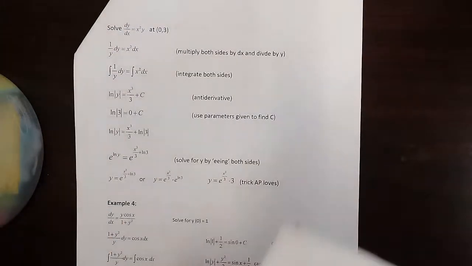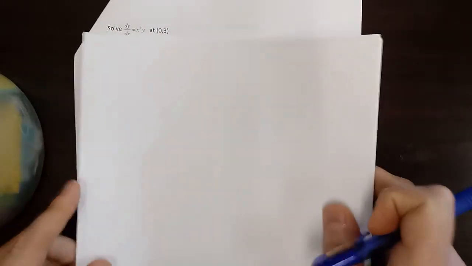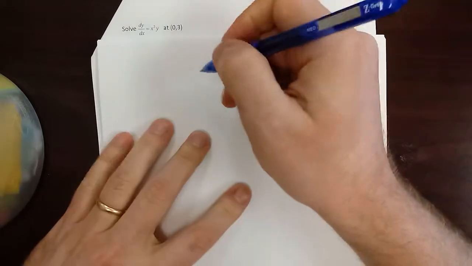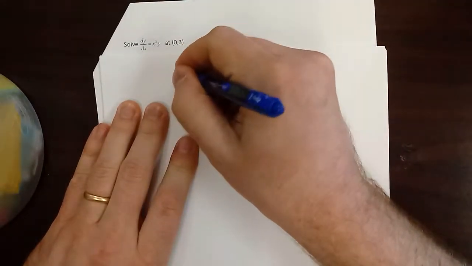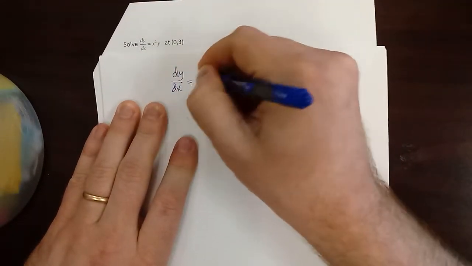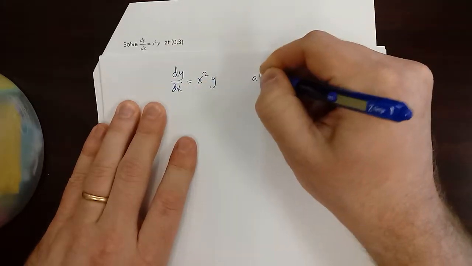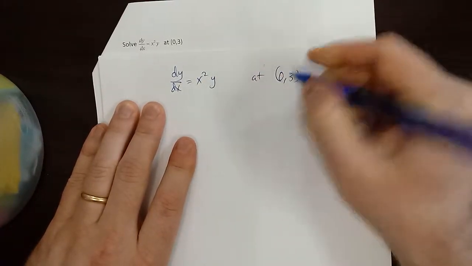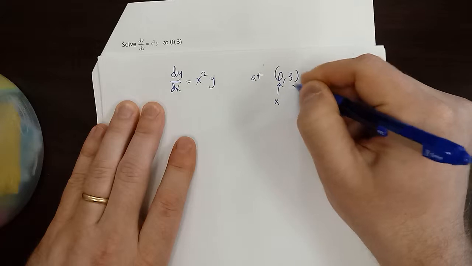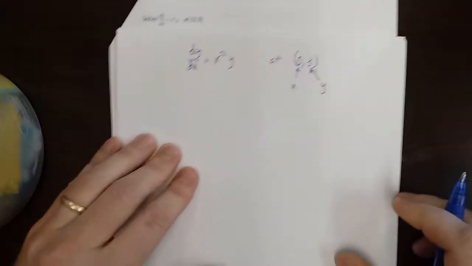All right. The next problem. All right, and I think this is going to have to be the last one I do in this sitting. So this will be the end of part 1. dy dx is equal to x squared y at 0, 3. Ooh, fancy! Oh wait, that's x, that's y, the end.